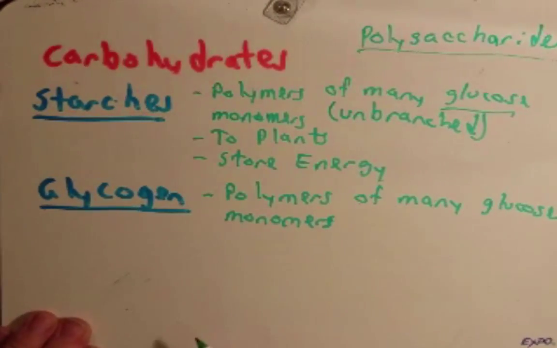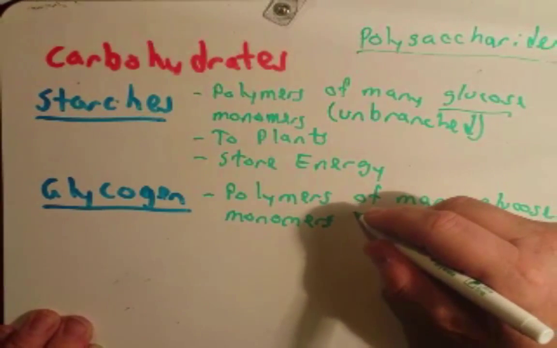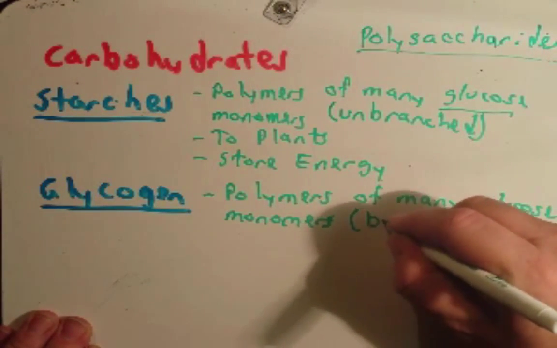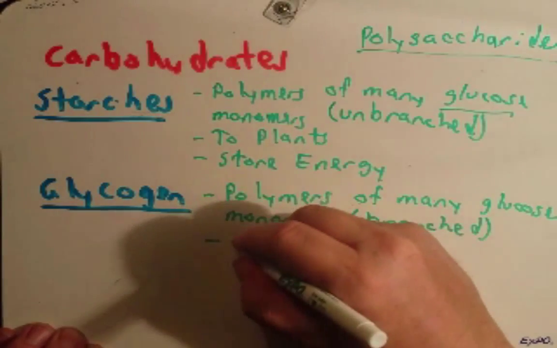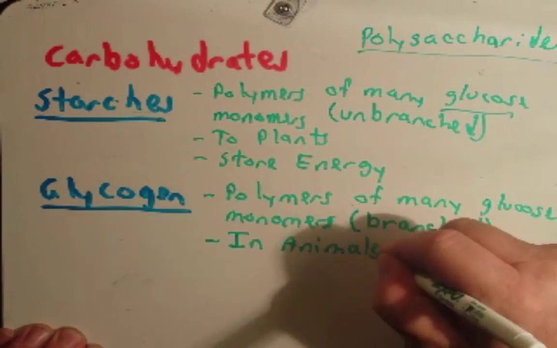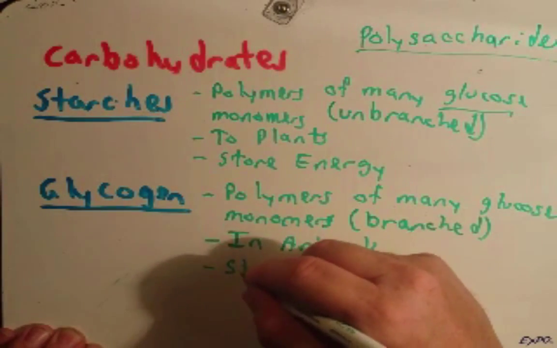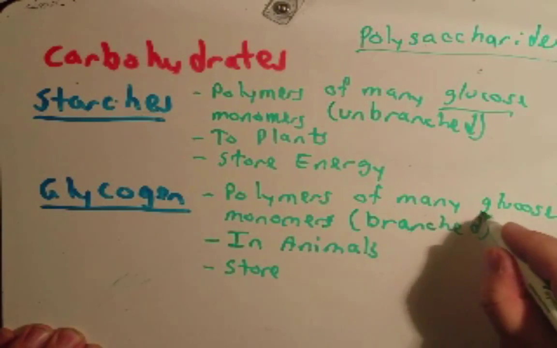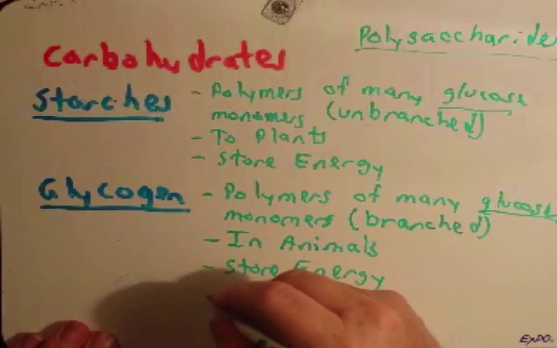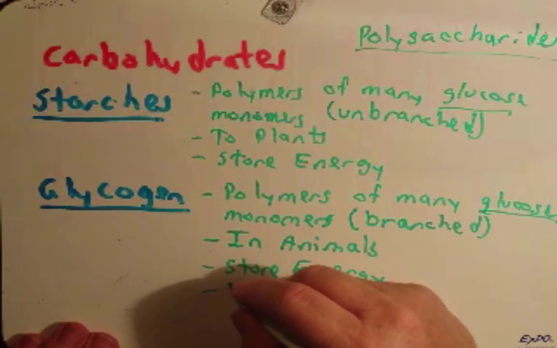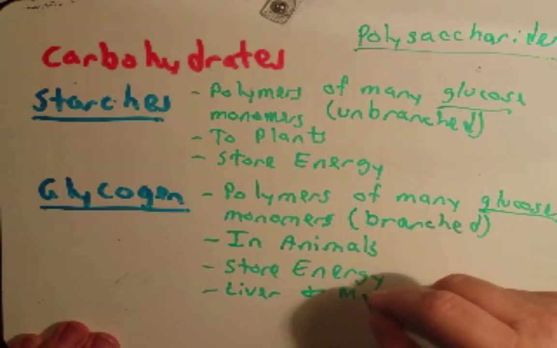Unlike the starches, glycogen polysaccharides often contain branching. So we would say they're branched. These are found in animals, and like starches, they store energy. Because again, this glucose is the main source of cellular energy. Glycogen is typically found stored in the liver and muscles.